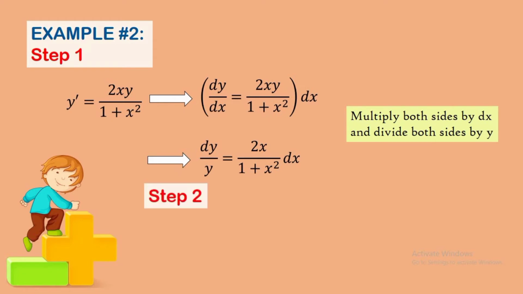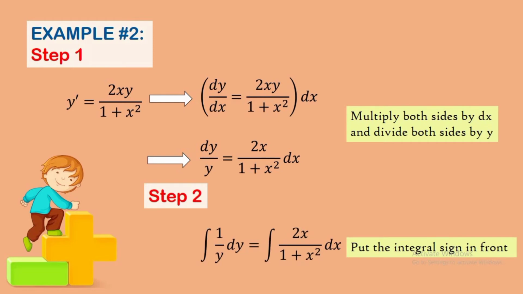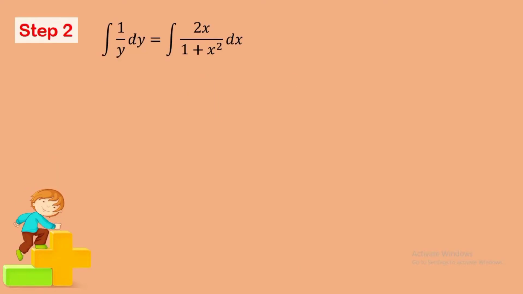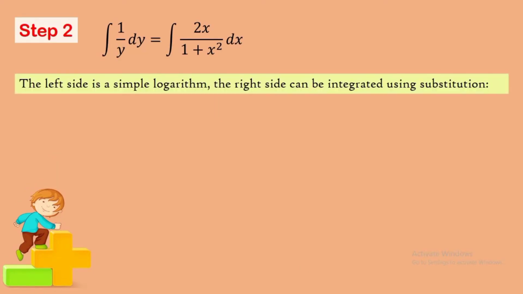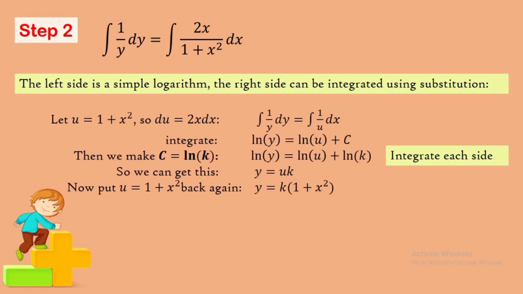Now we can proceed to step 2. Put the integral sign in front. So ayan na, nailagay na natin yung mga integral sign. And then, as we can see, the left side is a simple logarithm. The right side can be integrated using substitution para mas madali siyang isolve. So, we will let u is equal to 1 plus x squared. So, we can have du is equal to 2x dx. At ito na yung form niya.